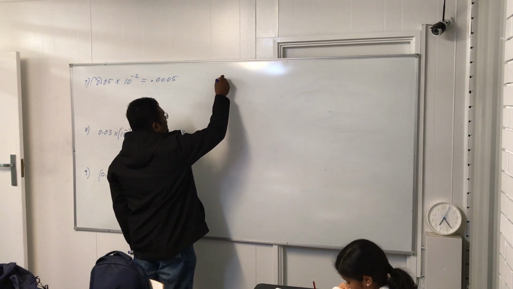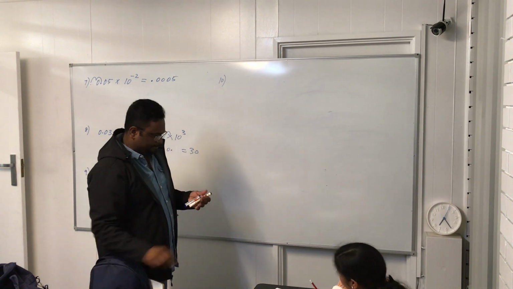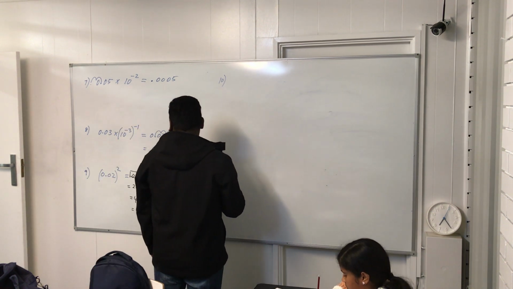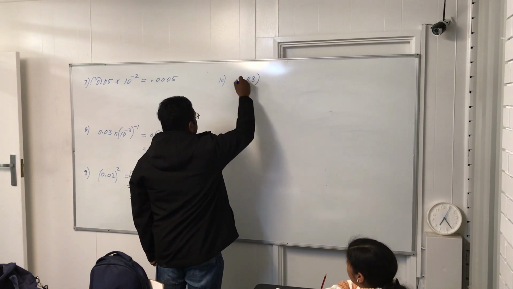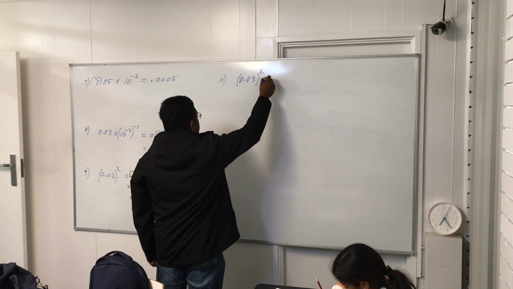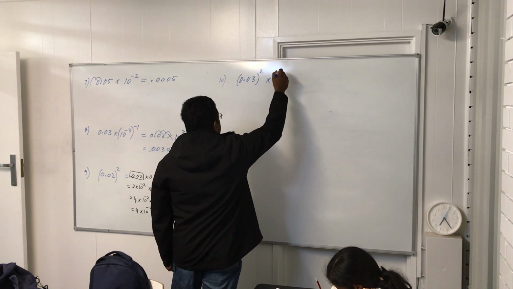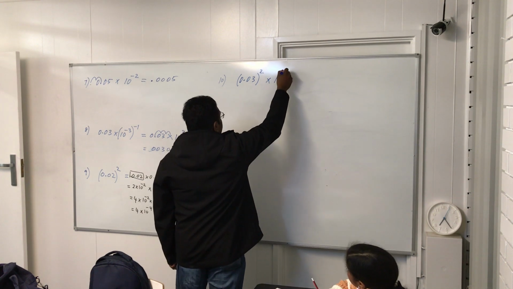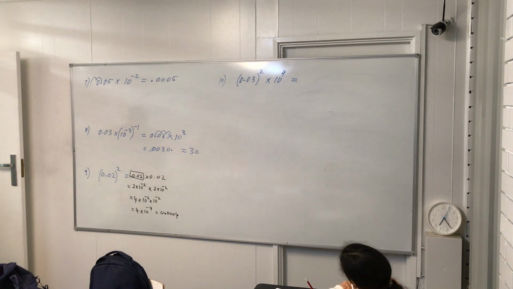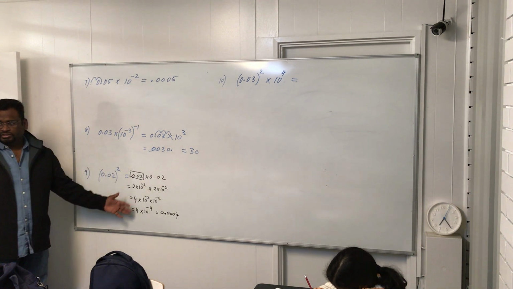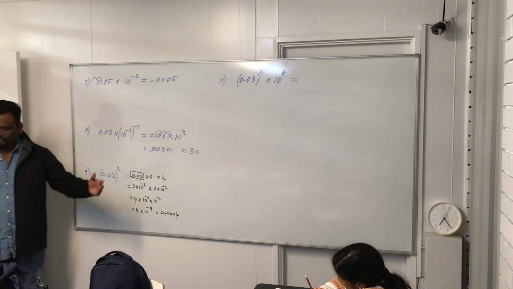10th question. Okay, think about this one. 0.03 squared times 10 to the 4. Give me the answer. Use the basics, right? So do the same thing I did here. Math is a procedure, right? Just follow it.